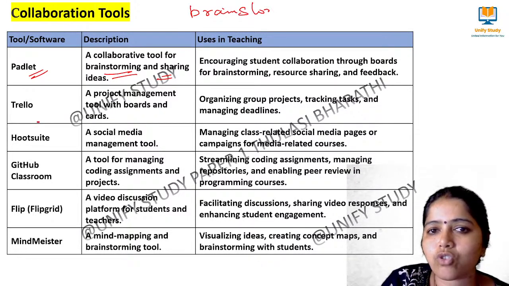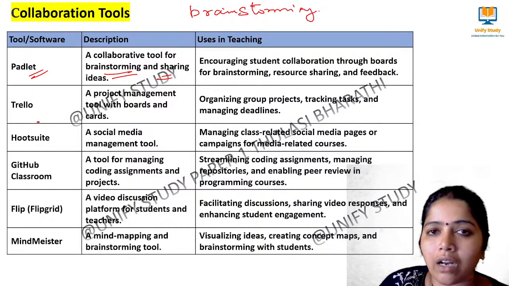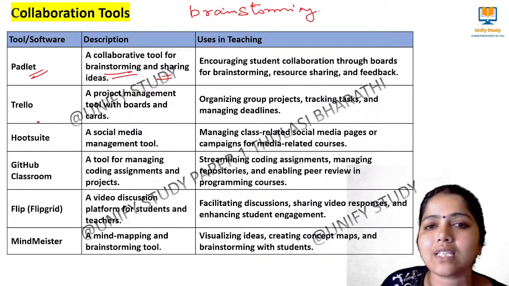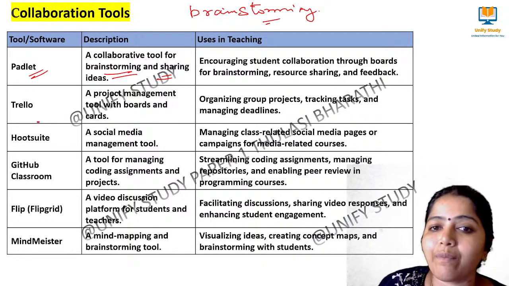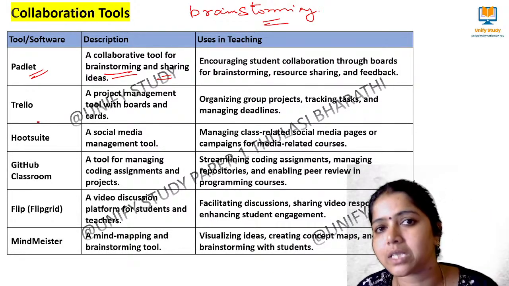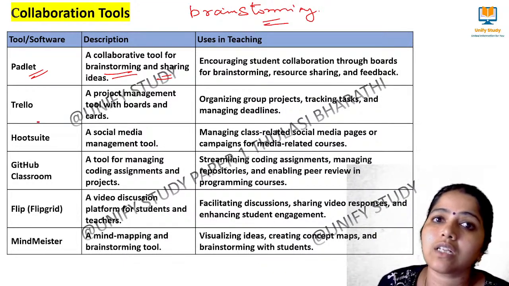One is brainstorming. What do you mean by brainstorming? People will sit together and just discuss the ideas and come out of creative things, and that we call brainstorming. Sit together and discuss something to come out of beautiful ideas, and it's called brainstorming. That is a learner centered method.